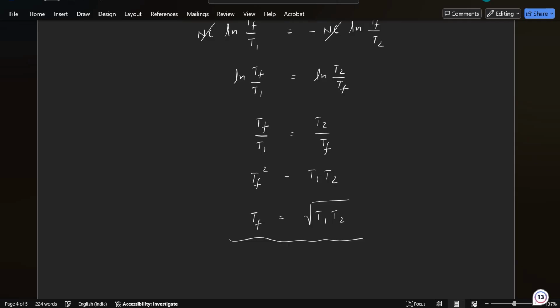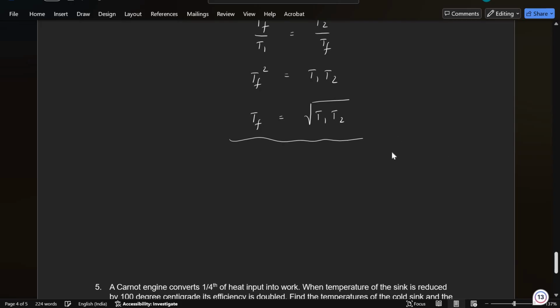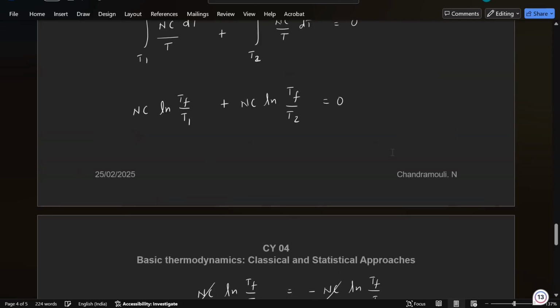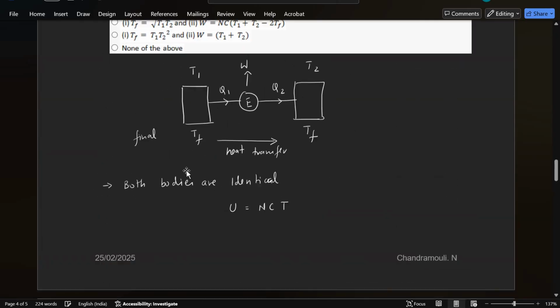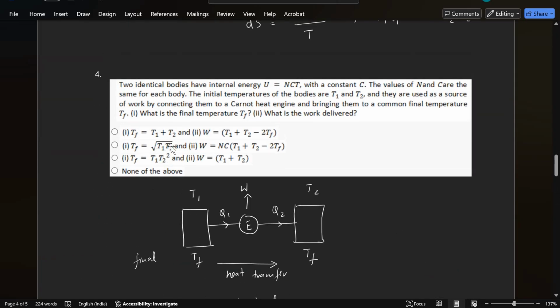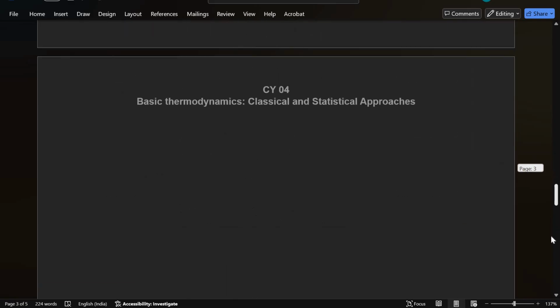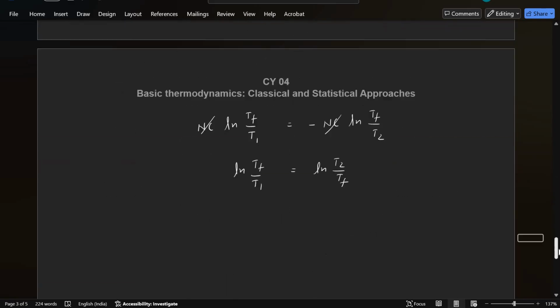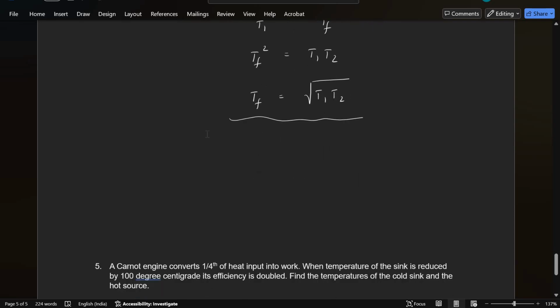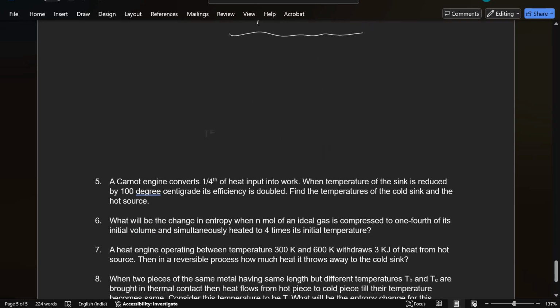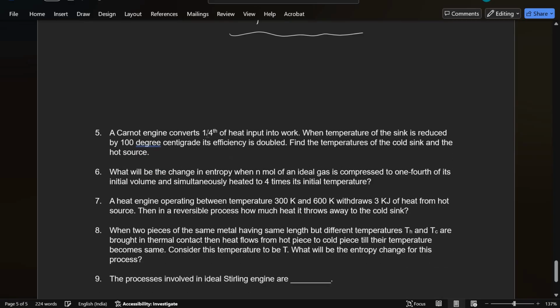Did you follow this, Jadip? Okay. Yes, sir. Okay. So then if we go back to the options, that is exactly what we have here. Root of T1 into T2, correct? And this was the work done that we wanted. So we have all this. Now we can solve some Carnot engine problems. Okay, sorry.